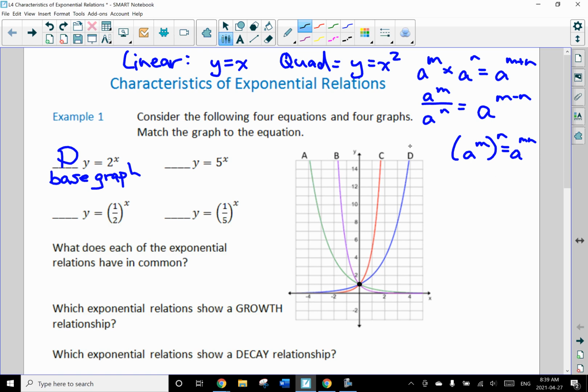Okay. If we compare this equation, y equals 2 to the x, to this equation, y equals 5 to the x, you see they're both still increasing graphs, but if you look at the 2, it's kind of gradual versus the 5, it goes up really quickly. So the bigger the base, the more steep.